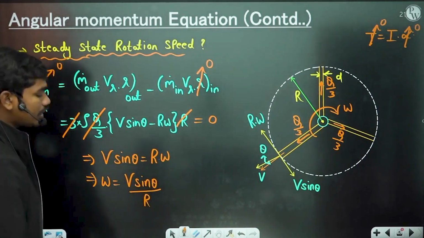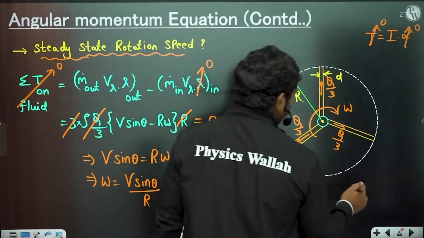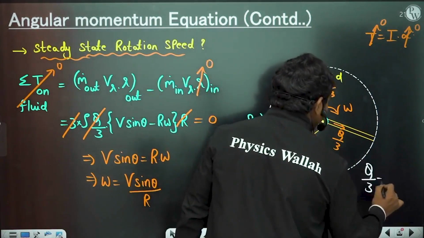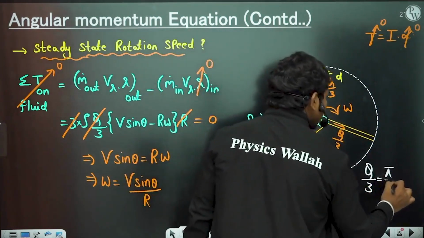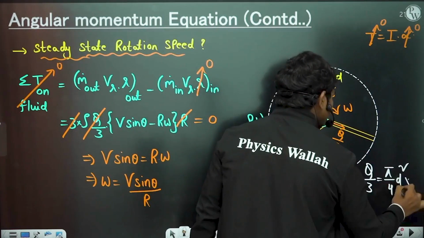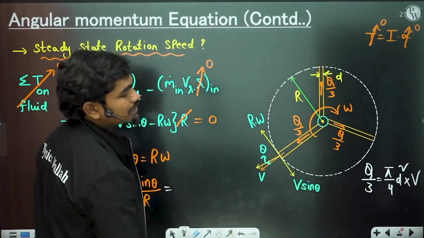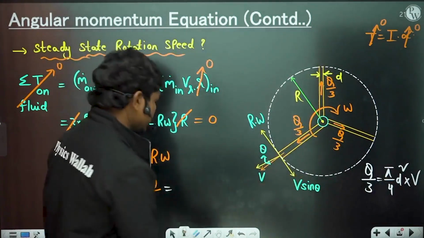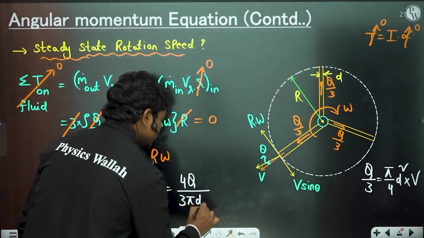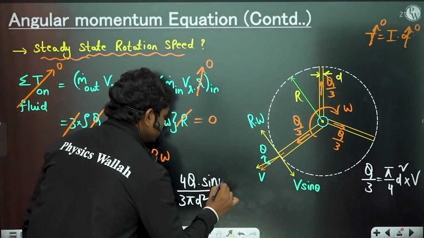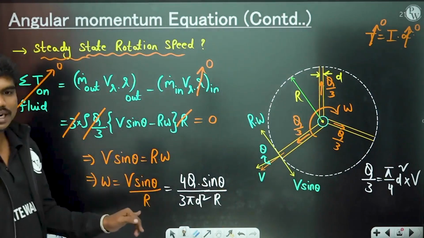Okay, but how do you identify what is V? This small diameter is given, correct? So discharge Q by 3 is equal to, through this small arm of diameter d, the area of the flow is pi by 4 d square into velocity V. So what is the expression for V? Basically, velocity has this expression 4Q by 3 pi d square. So 4Q by 3 pi d square into sin theta divided by capital R actually here. Okay, so this is what we have for the constant angular speed omega.